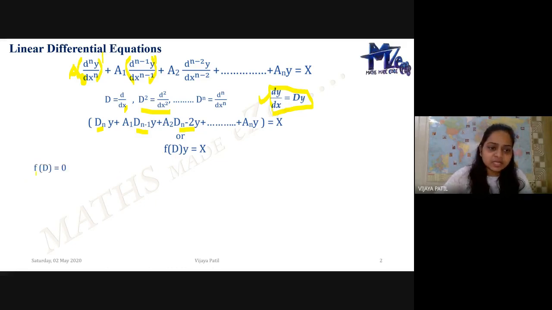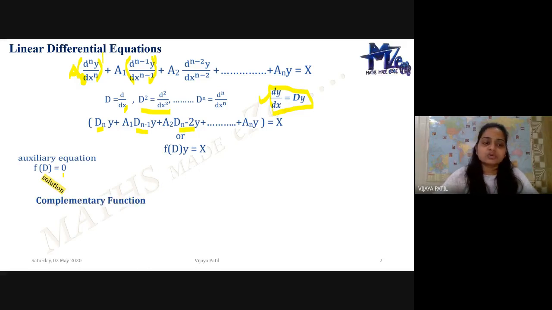Now whenever I say f of D equals 0, that means I'm forming an equation. Normally f of D is known as a polynomial, and if I equate it with 0, it becomes an equation, and this equation is known as the auxiliary equation. So the auxiliary equation is f of D equals 0. If I find the solution of this particular equation, I am going to get the complementary function. So this is what we are talking about in today's session.